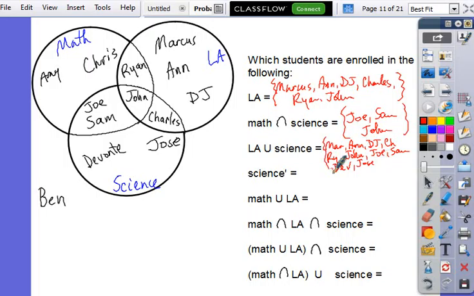Okay, hold on, I'm writing a key. So the upside down view is the complement of science. That means everybody that's not in science. Ryan, Chris. So if I do not science, I'm taking out the science and I'm doing those up top. Chris, Ryan, Marcus.